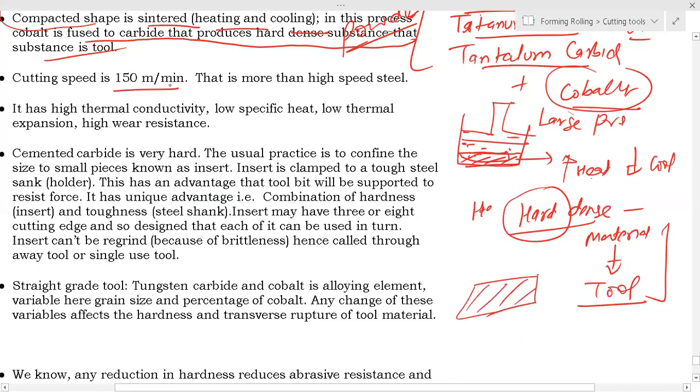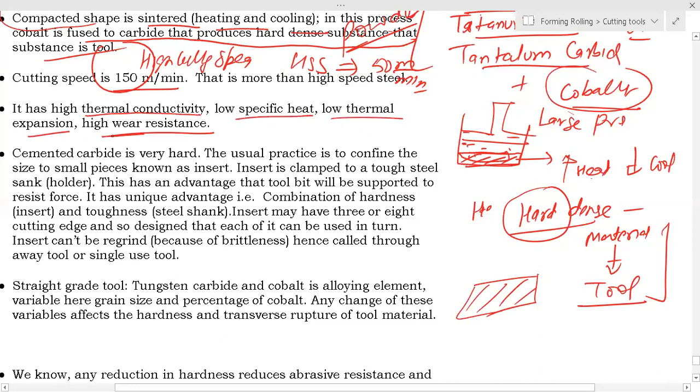Cutting speed is 150 meters per minute, which means high cutting speed. High speed steel tool is 50 meters per minute, so it has 3 times the speed. Higher the cutting speed means higher the productivity. It has high thermal conductivity, low specific heat, low thermal expansion, and high wear resistance. These are the properties. Cemented carbide is very hard.